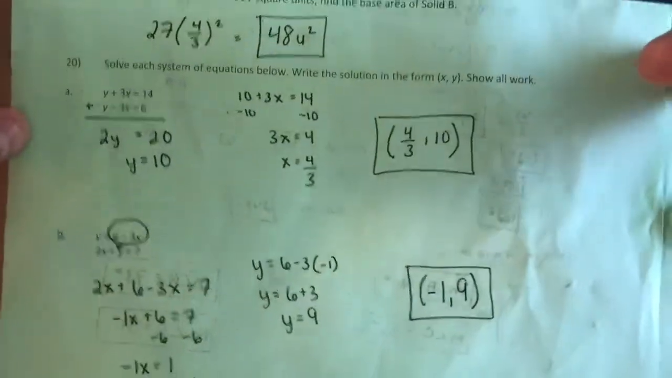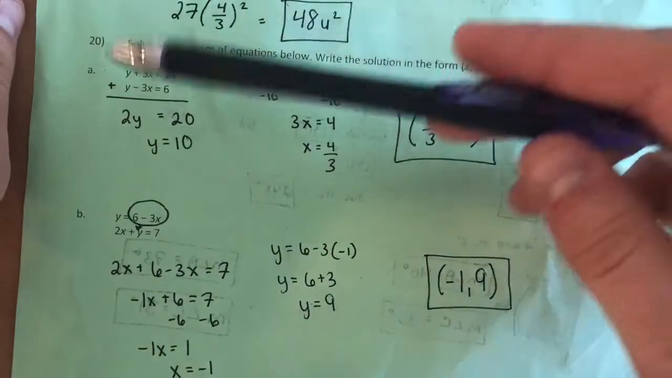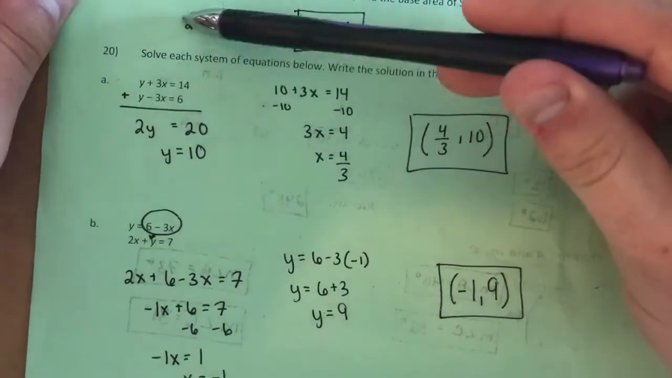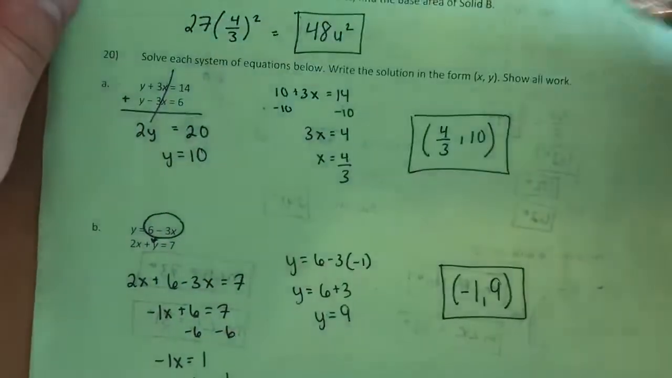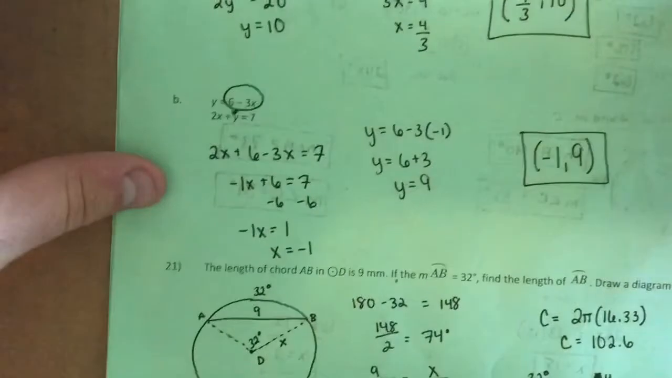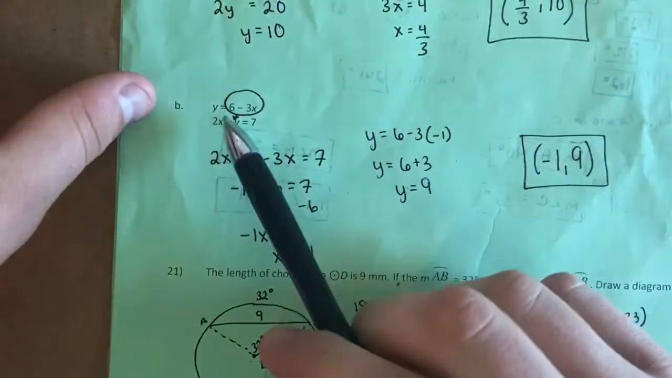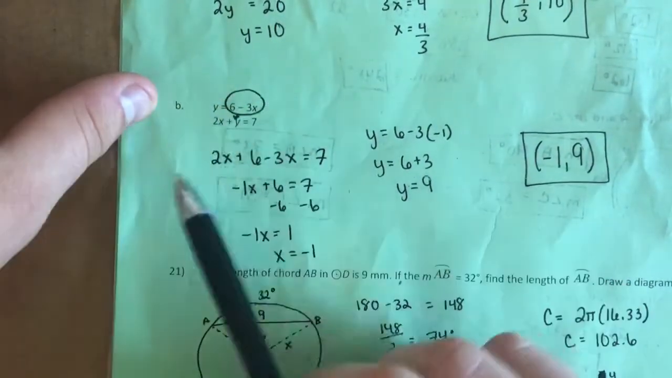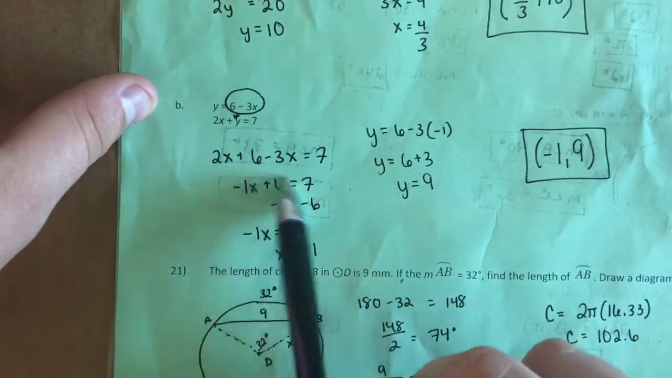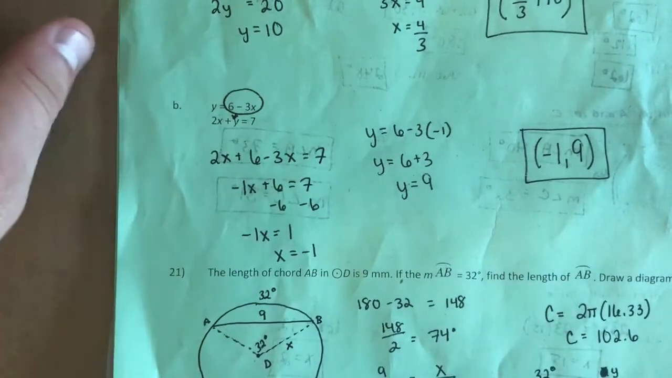Number 20, systems of equations. Part A deals with elimination. Since we have positive 3x and negative 3x, it becomes easy to just cross those out, add the two equations together to get y. Part B is more of a substitution problem. Since you have y equals something, I can just plug what that something is in for y in the other equation and get an equation for x.